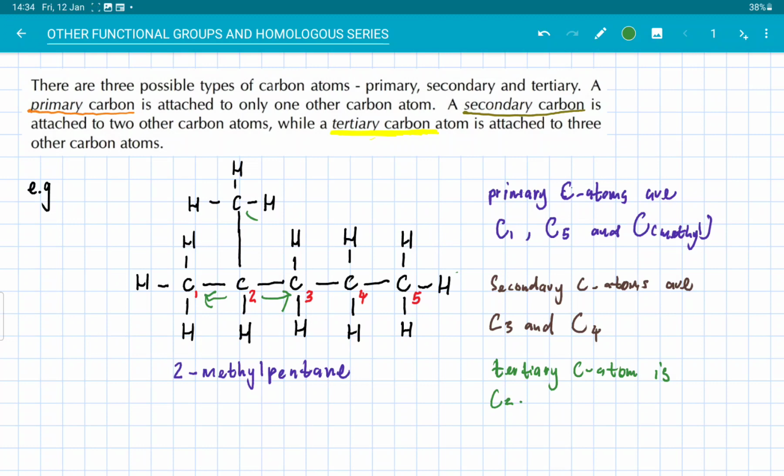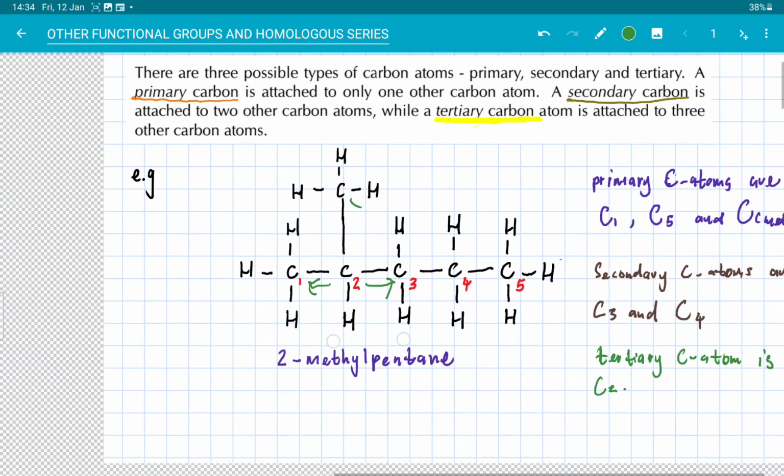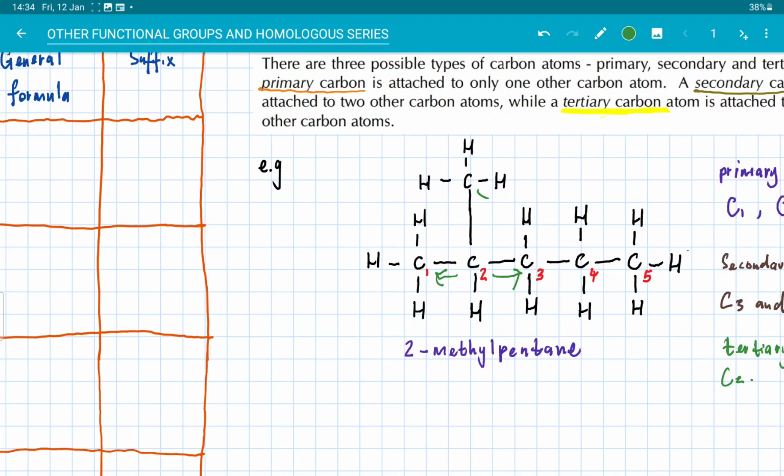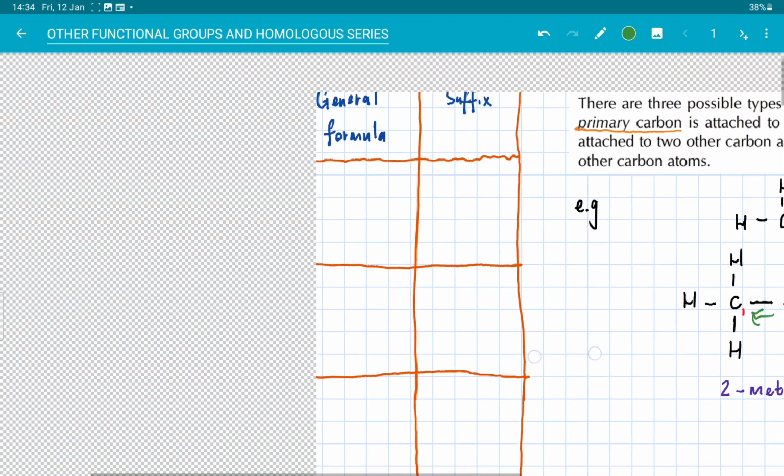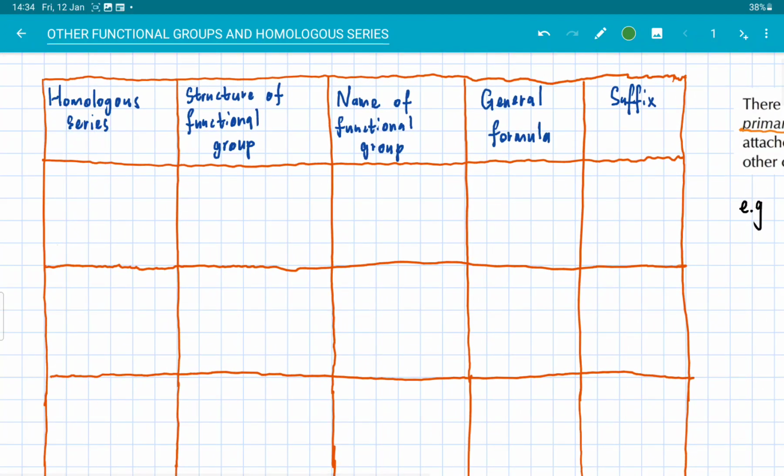Anyhow, very important: a primary carbon atom is attached to only one carbon, a secondary carbon atom is attached to 2 other carbon atoms, and a tertiary carbon atom is attached to 3 other carbon atoms. This is very important. We are going to use such terms when we refer to different types of homologous series. For example, the alcohols, the terminologies are often about alcohols, but I will get into it. So let's get to our examples.